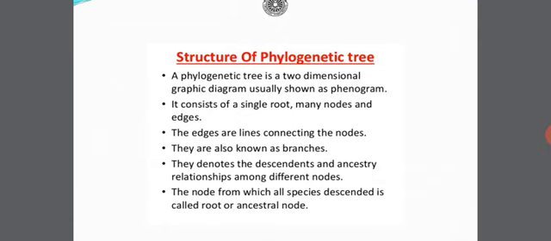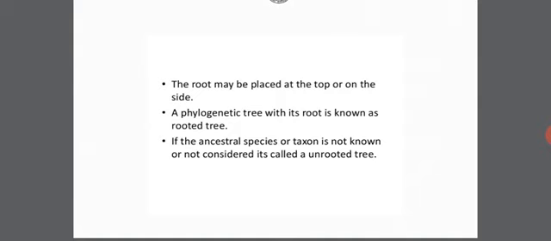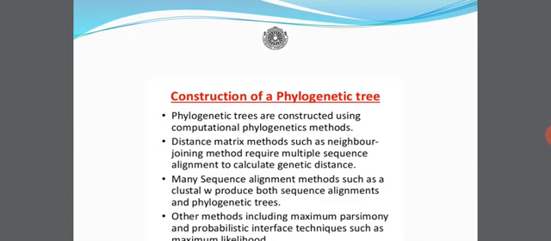The root may be placed at the top or on the side. A phylogenetic tree with its root is known as a rooted tree. If the ancestral species or taxon is not known or not considered, it's called an unrooted tree. So if there is no clear ancestor, it is referred to as an unrooted tree. Now, construction of a phylogenetic tree. Phylogenetic trees are constructed using computational phylogenetics methods.